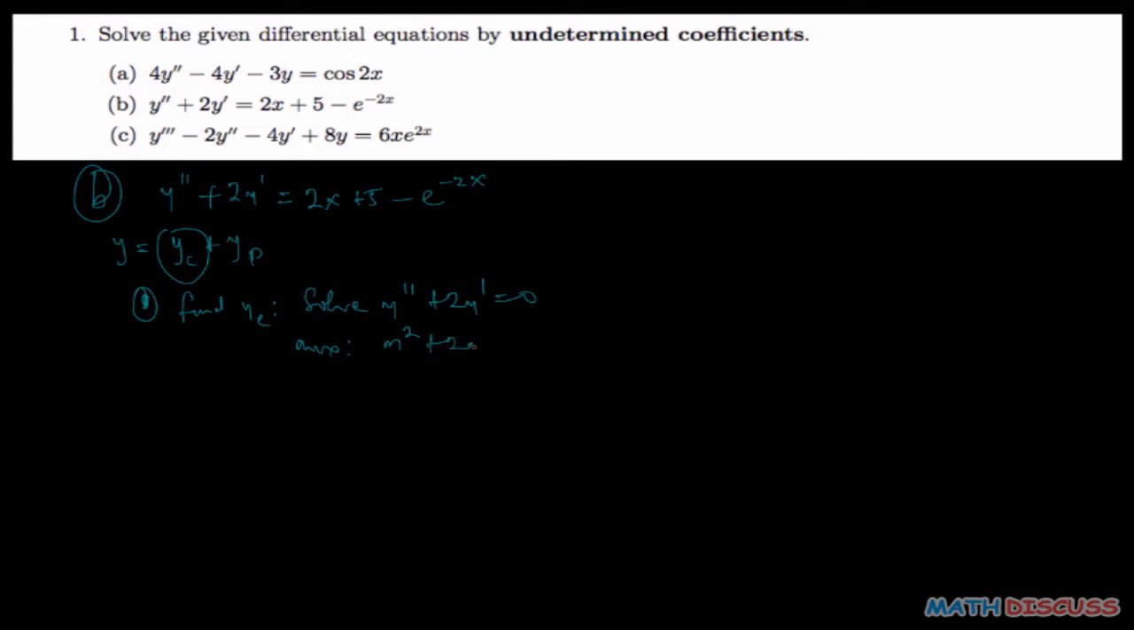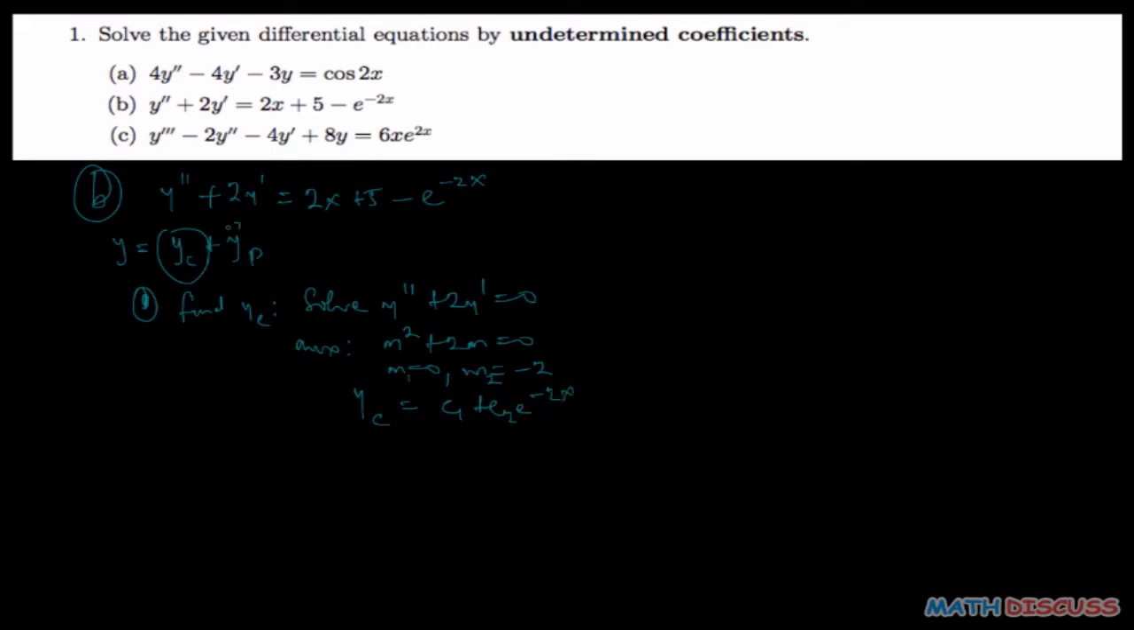So m squared plus 2m equals 0, and when you solve that, you have m1 to be 0 and m2 to be negative 2. Those are the two values of m that satisfy this differential equation. Since they are distinct, the general solution of the complementary function, which is the general solution of the homogeneous equation, is c1 + c2 e^(-2x). So this is what we have for our yc.